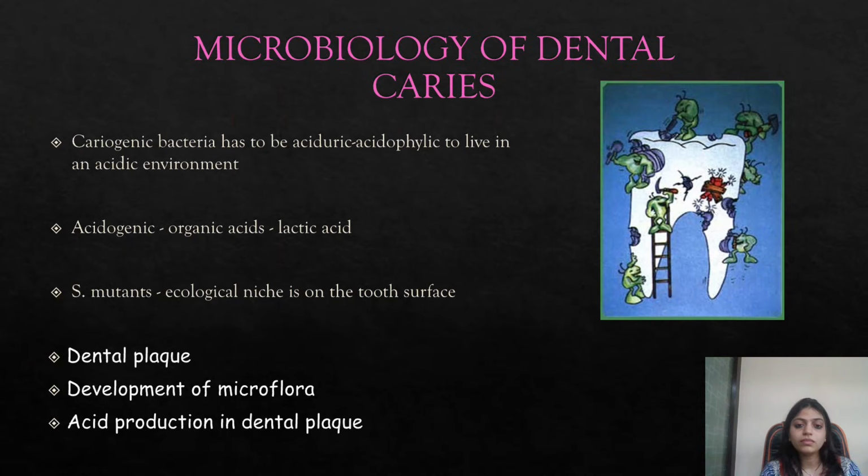So, microbiology of dental caries: the cariogenic bacteria have to be acidophilic, that is, they live in an acidic environment, and acidogenic, they produce acid. Lactic acid is the main acid which is being produced. There is early colonization of mutans streptococci. Okay, Streptococcus mutans: the ecological niche is on the tooth surface. It is found in the dental plaque and leads to development of microflora and acid production in the dental plaque.